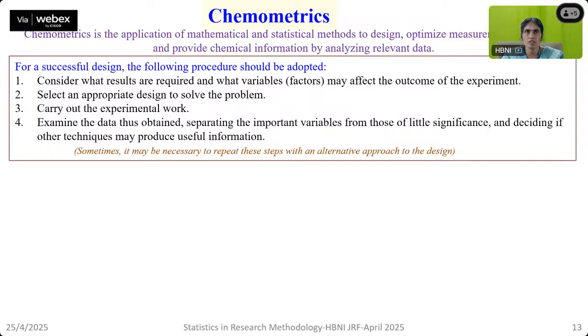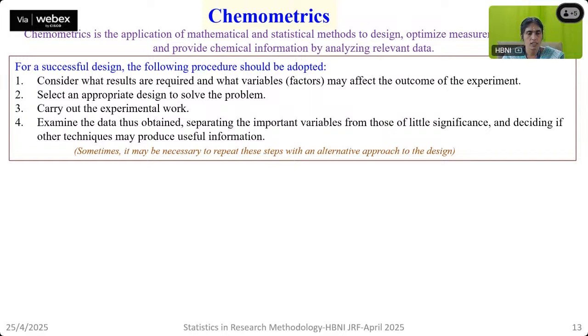What results are required, what results we anticipate, and what are the factors which are going to affect the outcome of the experiment. And then accordingly, if at all there is a reference or literature available, select an appropriate design to solve the problem. Otherwise, go for iteration, maybe a combination of the available resources you may have to apply.